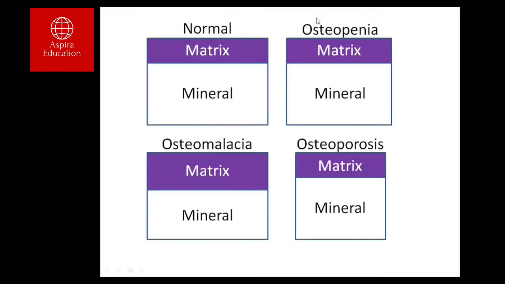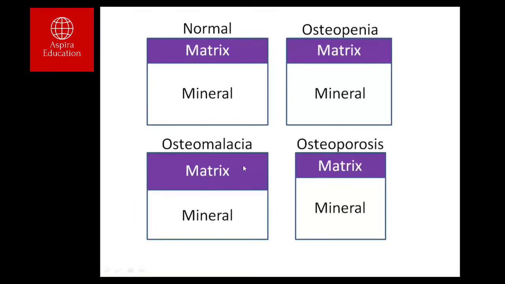Now, what is osteopenia? Osteopenia is a generalized reduction in the strength of the bone, thereby resulting in weakness or what's called decreased density of the bone. Here the matrix and the mineral component of the bone remain in the same proportion. There's a generalized reduction in both components, both the matrix and the mineral.